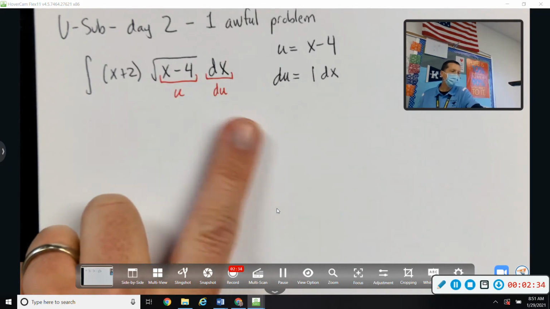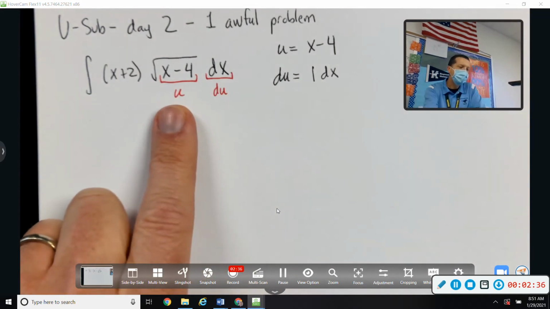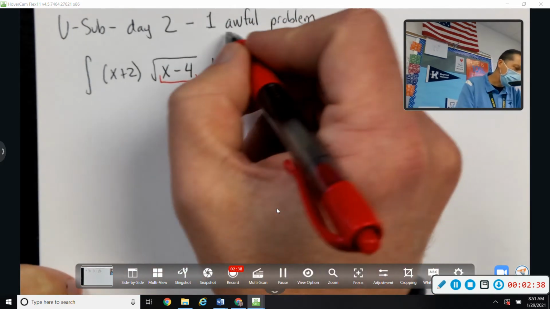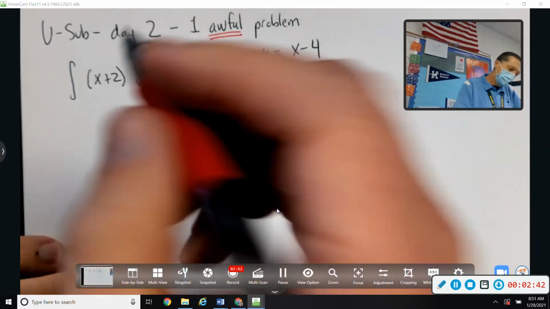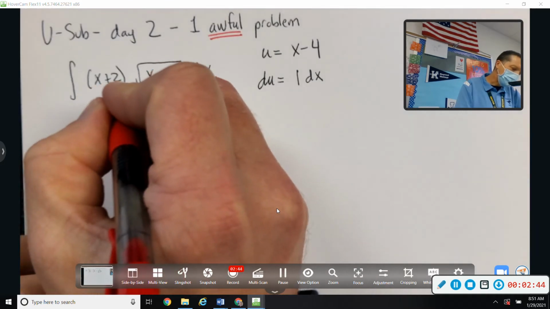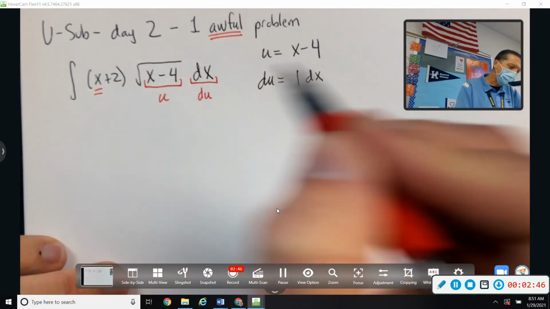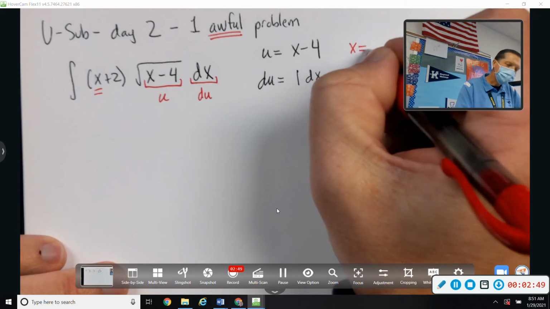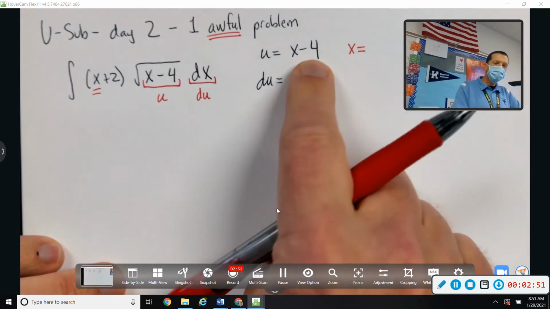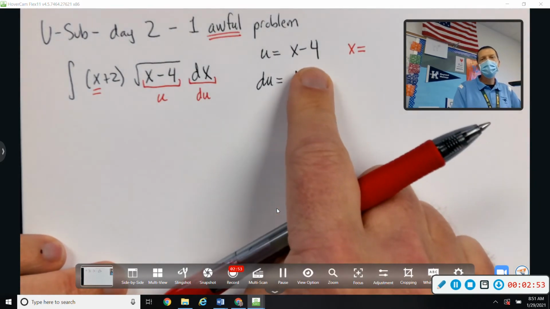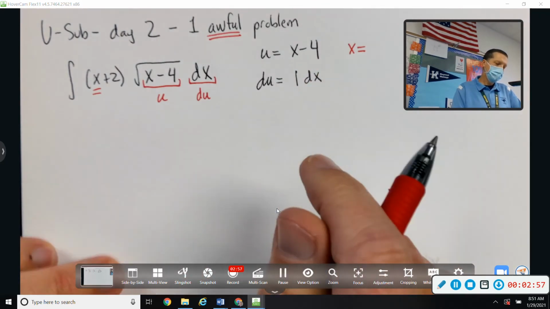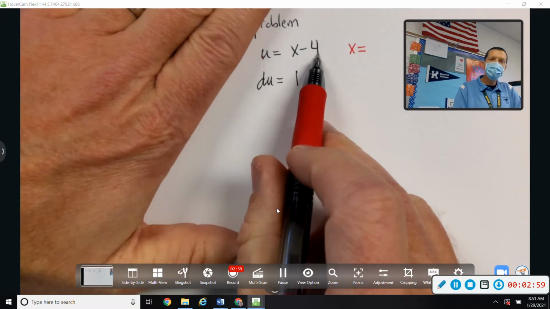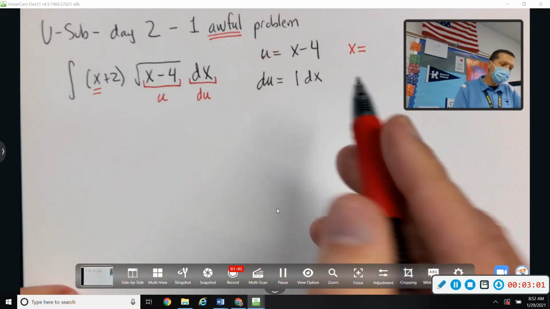So this is where we're kind of stuck, and this is the awfulness of the problem. It's not that the math is awful. It's just like, well, how did you know to do that? So the plus 2 doesn't so much bother me, but I don't like the x there. So if we rearrange what we already have, if u is x minus 4, then what is x equal to? Get that part, just looking at this. U plus 4.